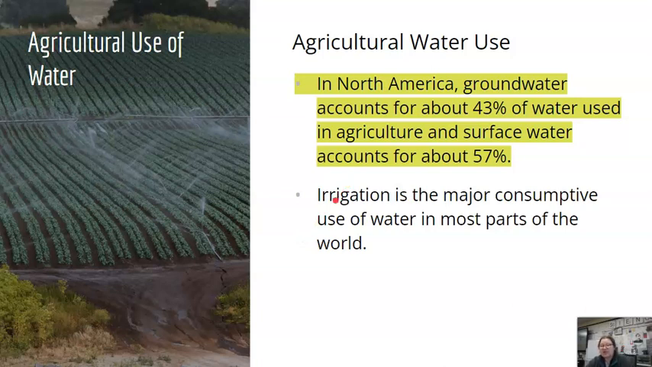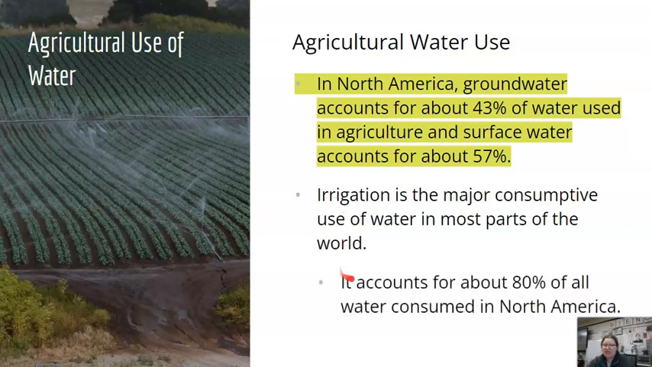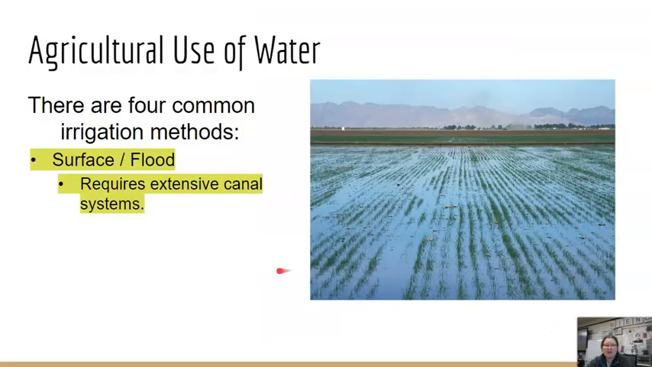Irrigation is the major consumptive use of water in most parts of the world, meaning irrigation would be using water to water our crops. And it accounts for about 80% of all water consumed in North America.